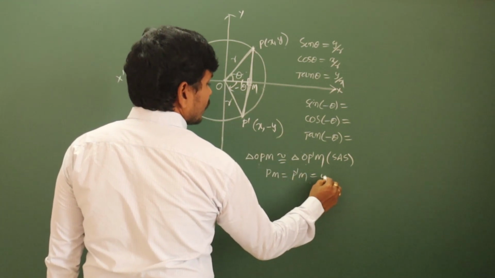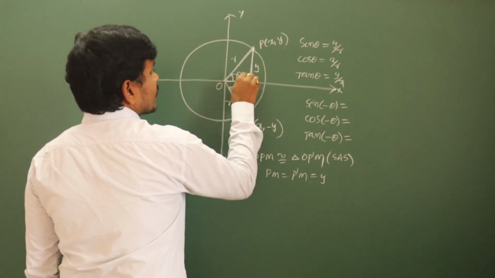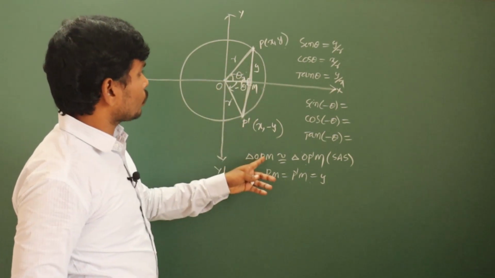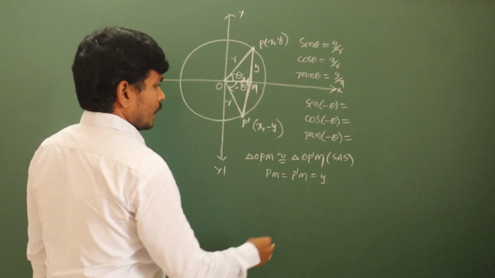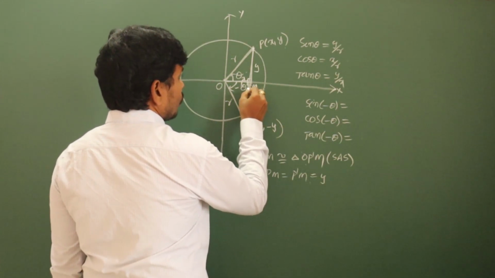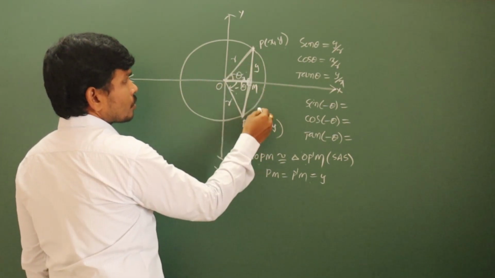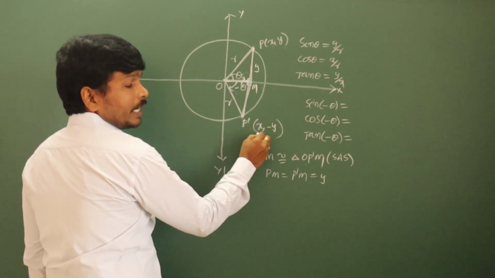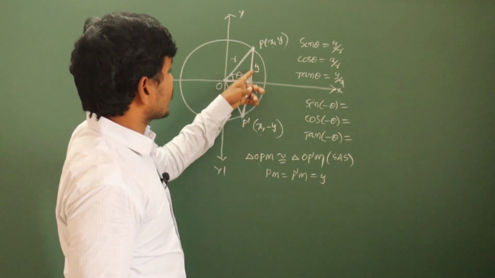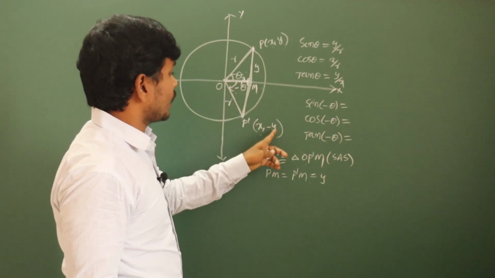So let it be Y. What is the PM value? Y. It is a vertical distance. Horizontal distance is called X, no? For both, OM is the same. So what is the OM value? OM is nothing but a horizontal distance, and the horizontal distance is the same for both. So that's why it is X. And the vertical distance is the same and it is a straight line. So this is Y, and definitely this one is also Y.